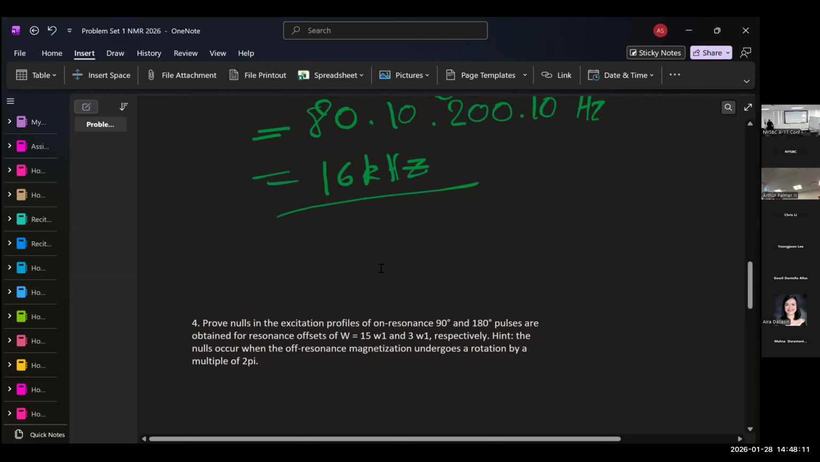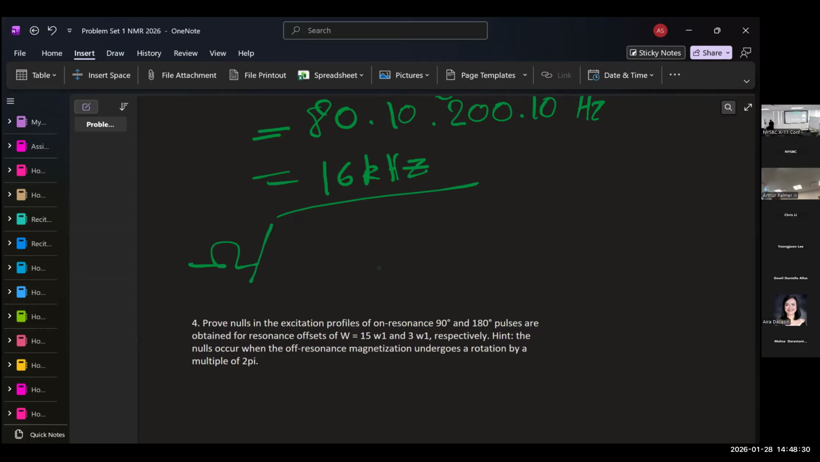Well, before that, my point is you need a pulse of nutation frequency omega 1 such that its magnitude or amplitude is much greater than the offset. If capital omega over omega 1 is much less than 1, then you're on resonance practically. But if that condition is not true, then you have an off-resonance effect, which will give you inefficient excitation and a phase error.